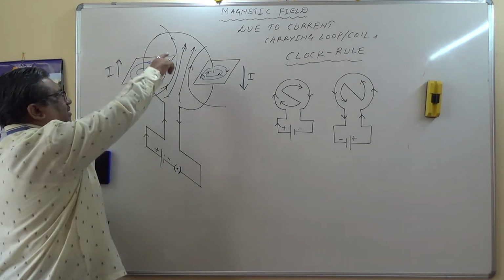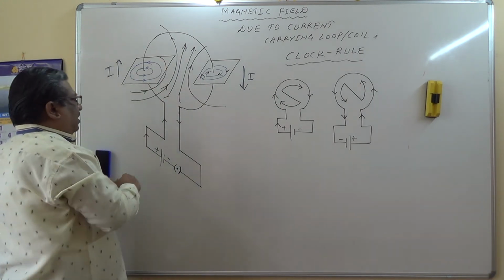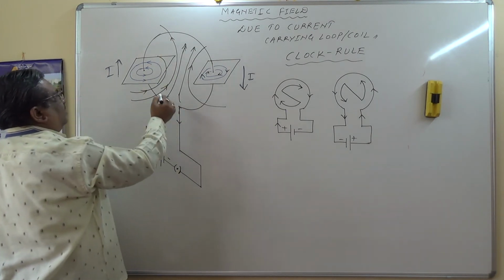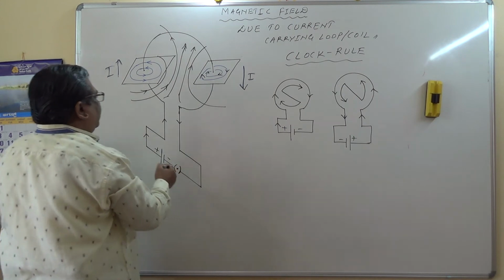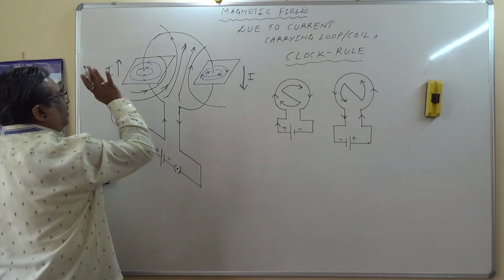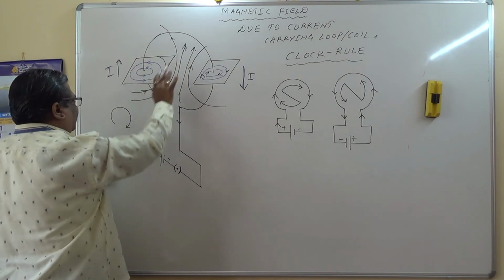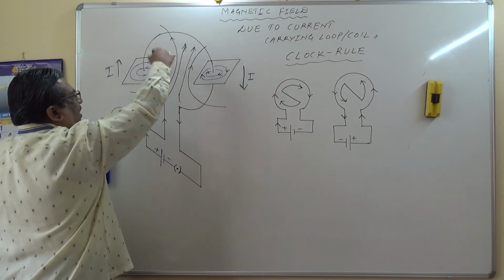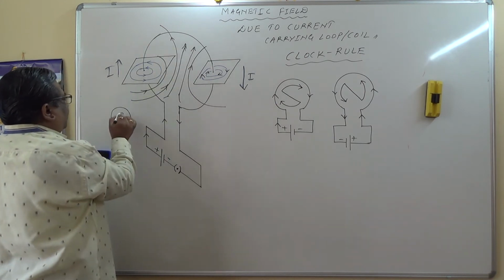Therefore, here if I am facing this coil, the current is flowing from here to here. That means the current is flowing in a clockwise direction if I view from the front, and therefore this is the south pole. The front face of this is a south pole.